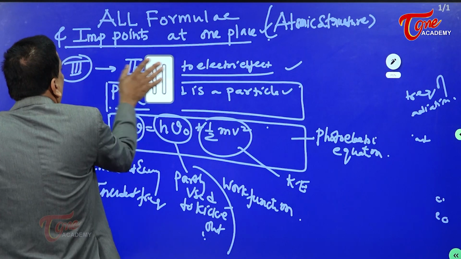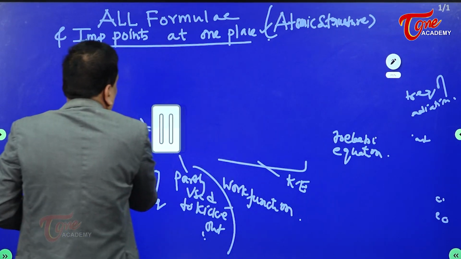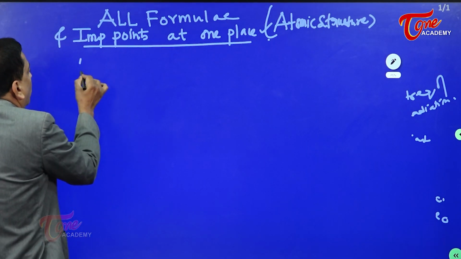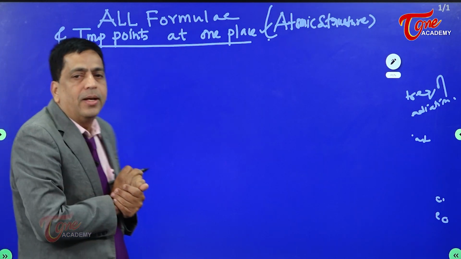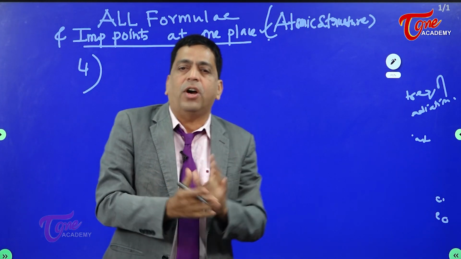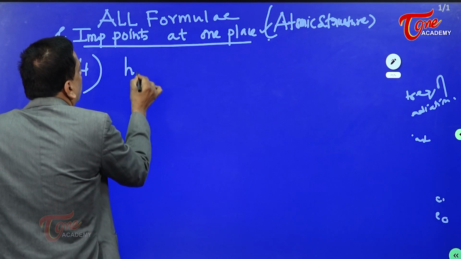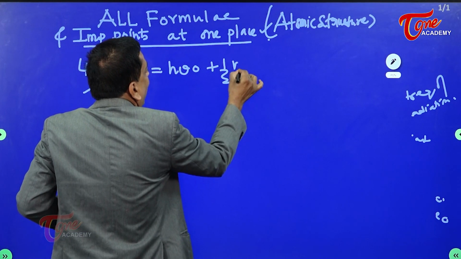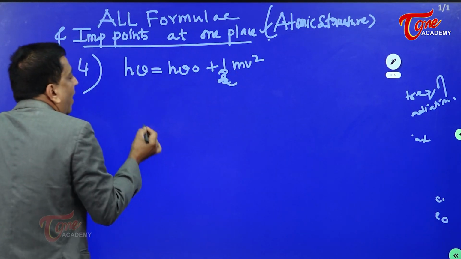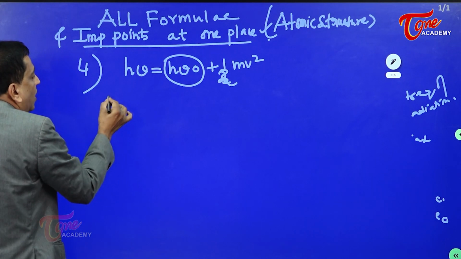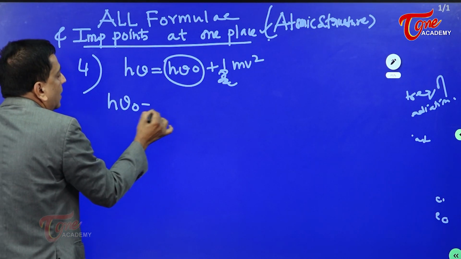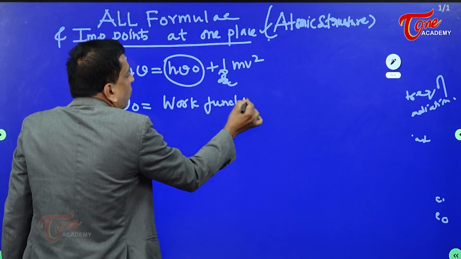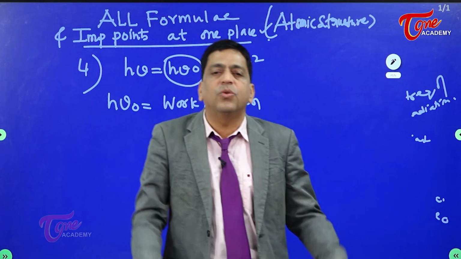And here is Roman number 4. Watch carefully. Here is the fourth point which I would like to quote. You will get questions on work function. So what is this? h nu is equal to h nu naught plus half mv square. This is half mv square. And this quantity h nu naught is nothing but the work function, and you will get questions on this work function.